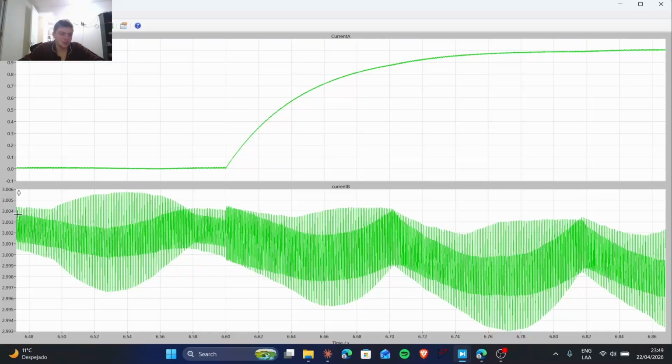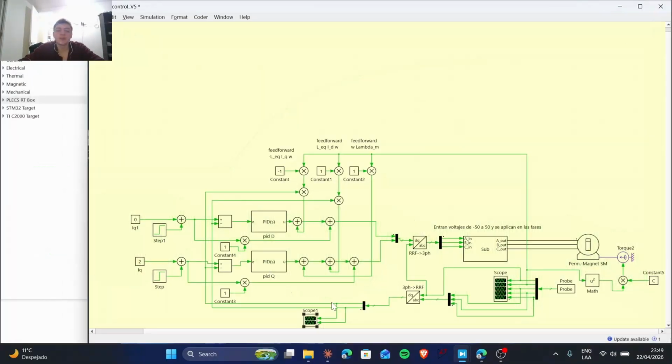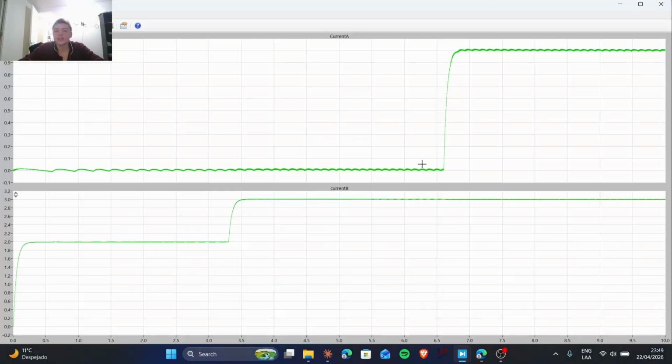Again, where's the scale? Yeah, the scale is 1 to 1. Then the variation is like 0.001 amps. This is proof that our two axes are independent with the feed-forward signals.